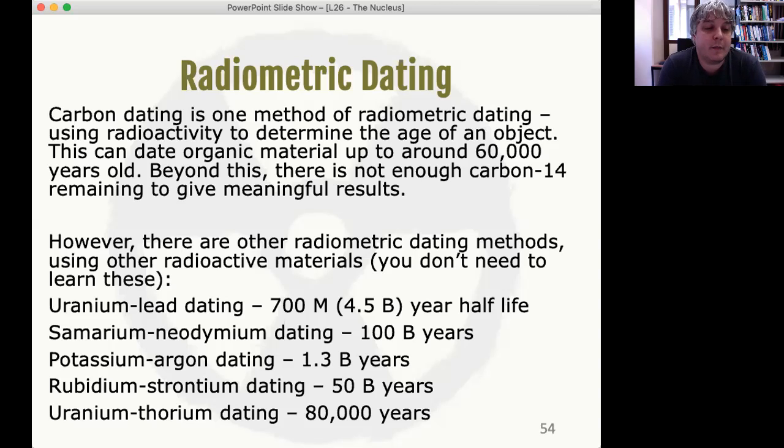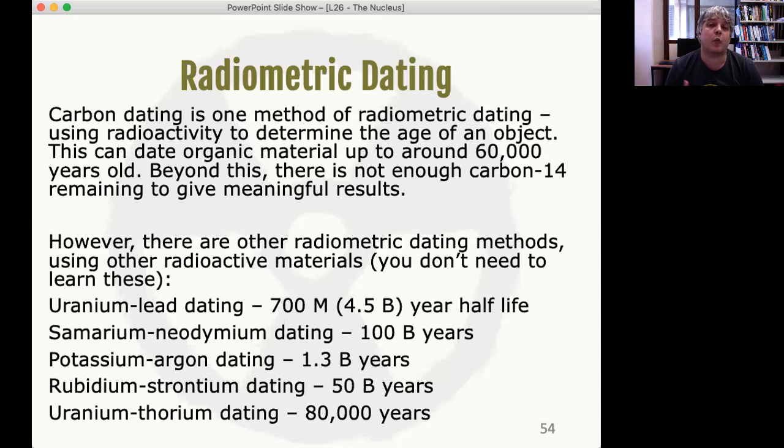We have uranium-lead dating. Remember that uranium decay chain that turns into lead? We've got 700 million years or 4.5 billion years, depending on whether you're talking about the first step of the uranium decay or the whole chain. So you've got half-lives there. You've got samarium-neodymium dating, which is 100 billion years half-life. Potassium-argon has a half-life of about 1.3 billion years. Rubidium-strontium 50 billion years, and uranium-thorium 80,000 years.